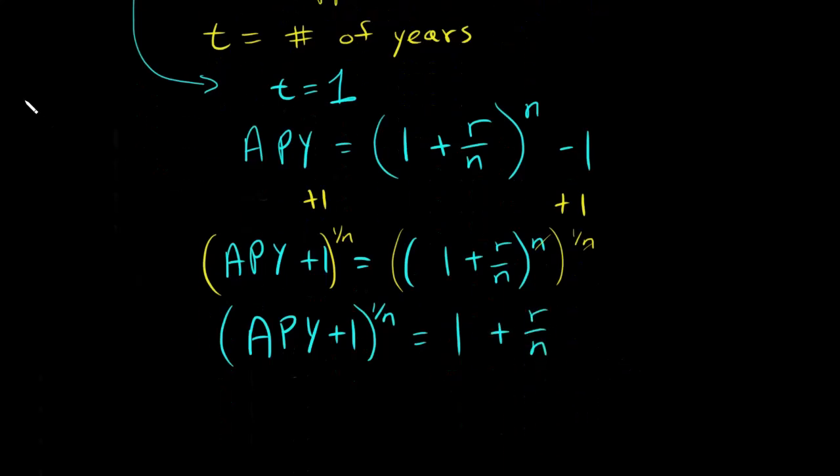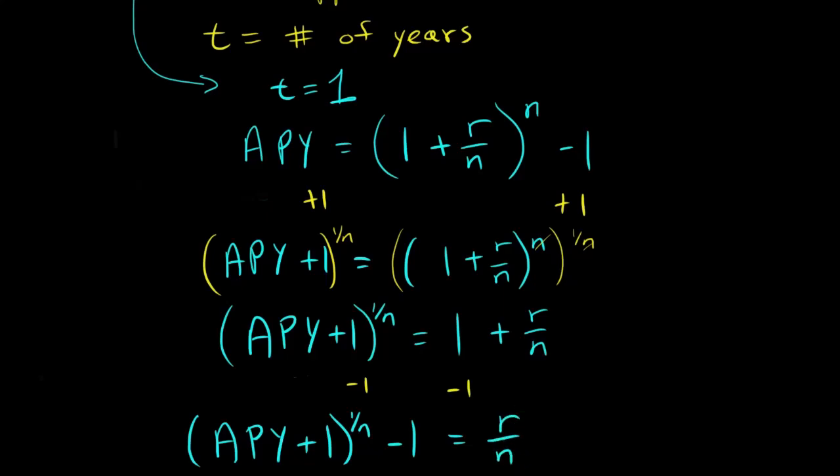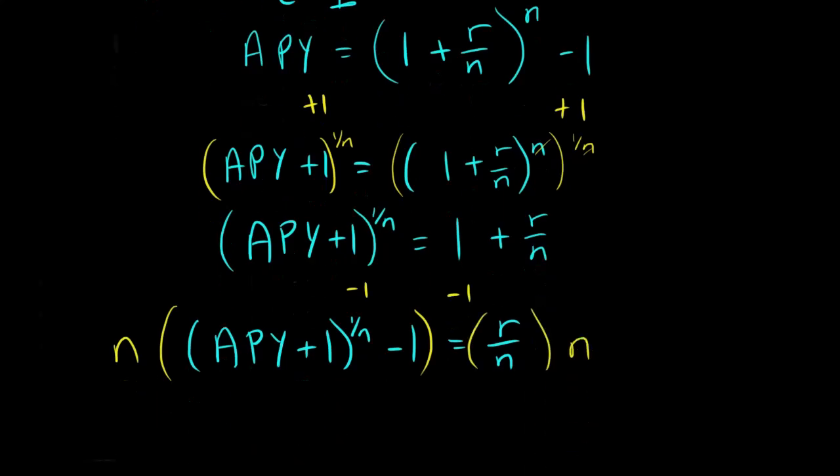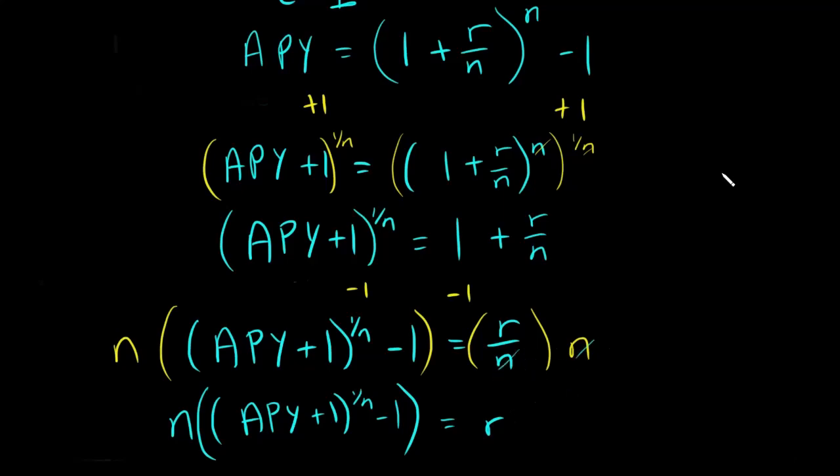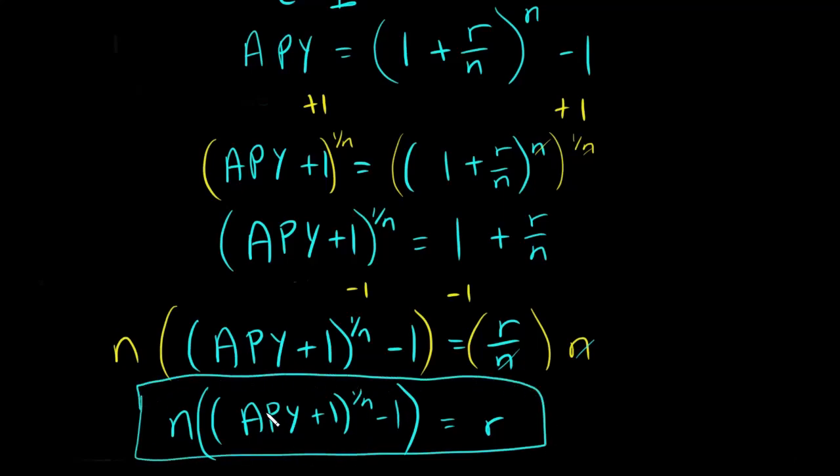All right, almost done. Subtract 1 from both sides. So you have APY plus 1 to the 1 over n power minus 1. Last step to get R all by itself is multiply both sides by n. So you have n times, I'll need 2 parentheses, APY plus 1 to the 1 over n power minus 1 equals R. These cancel. Okay, so this is the formula that you'll want to use to find the simple interest rate when you've been given the annual percent yield, or the interest rate with compounding.